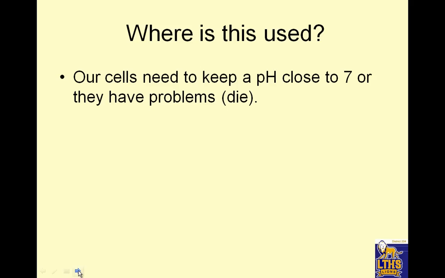Where is this used? Buffer systems are used a lot, believe it or not. Our cells need to keep a pH close to 7, or they have problems, which means cells that have problems die. If you remember in biology class, here's my great picture of a cell. There are hydrogen ion pumps, which control pH and regulate how many H positives are inside and outside. If that gets messed up, you get a cell that's messed up, and if enough cells die, then you start to have real problems. It's also used in many other things.